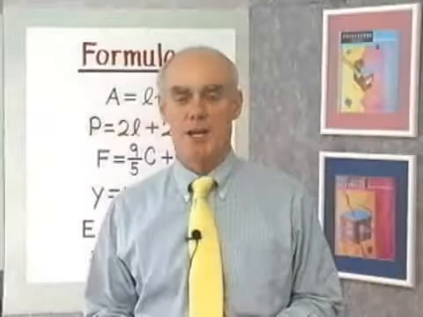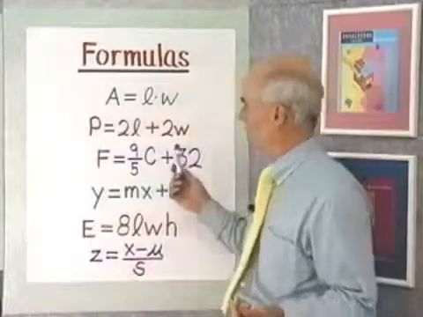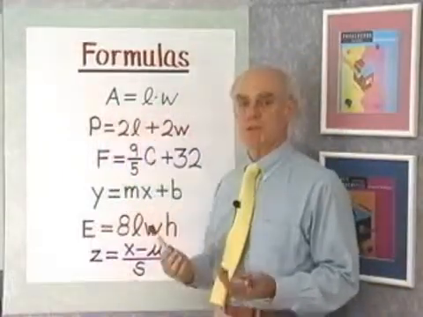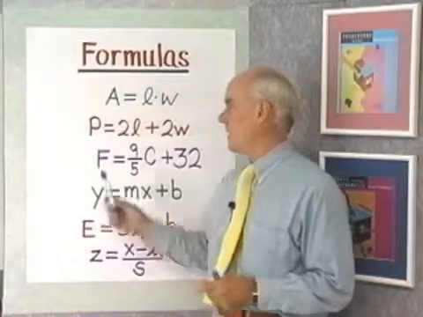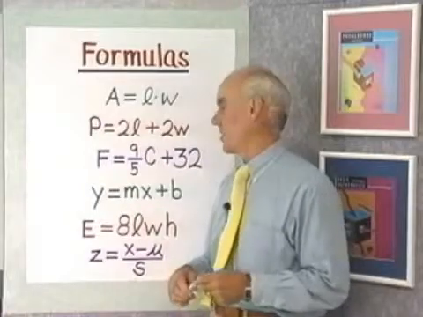A formula in mathematics is an equation that involves more than one variable. I've written some fairly common formulas over here on the board. A equals L times W, that's the formula for the area of a rectangle. P equals 2L plus 2W, that's the formula for the perimeter of a rectangle.